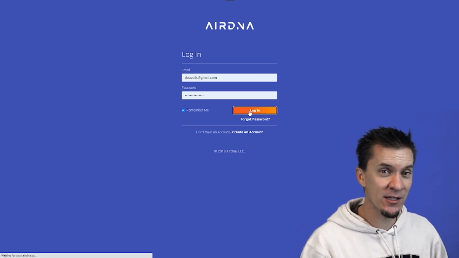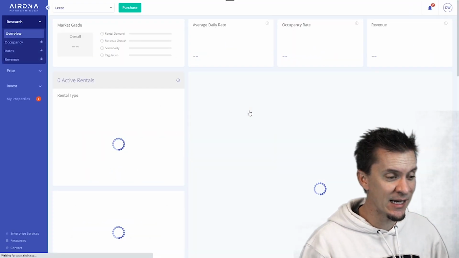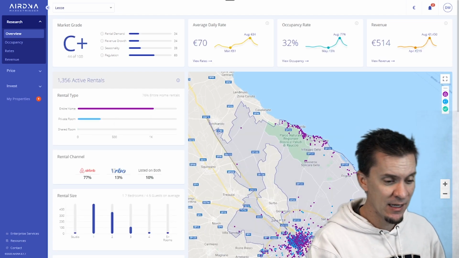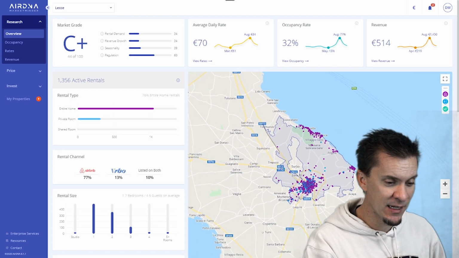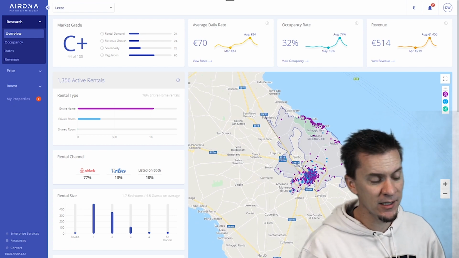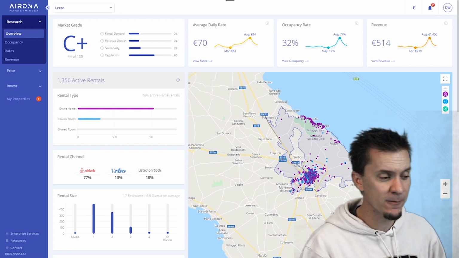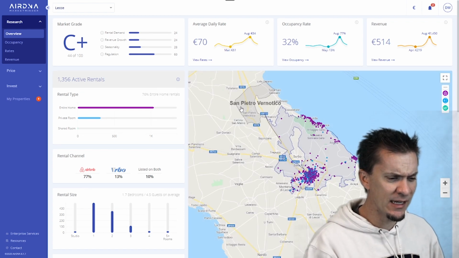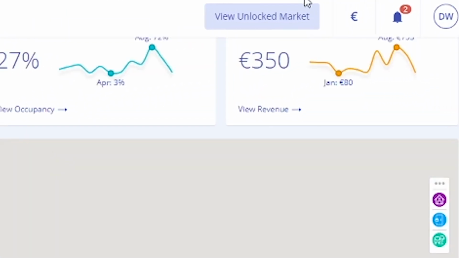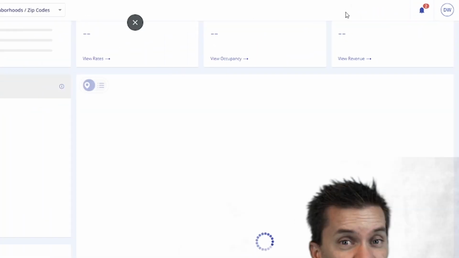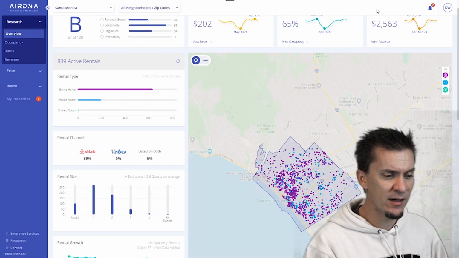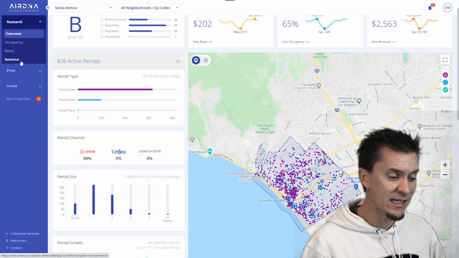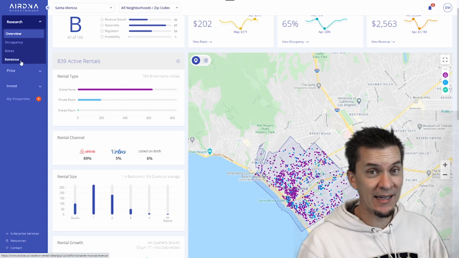The very first thing you need to do is decide which market you want to check out. So I'm going to show you a market I have unlocked. Lecce, I love Lecce. I've been talking about it recently, a lot actually, and so I have it unlocked for you to see. If you're on any other zone, you can go up here and see the view unlocked market, and you can play around in here and check these other tabs to see what exactly is being offered through a paid account.